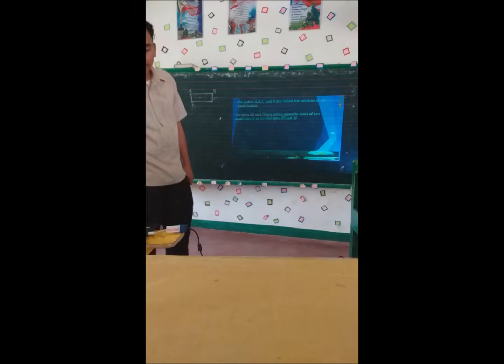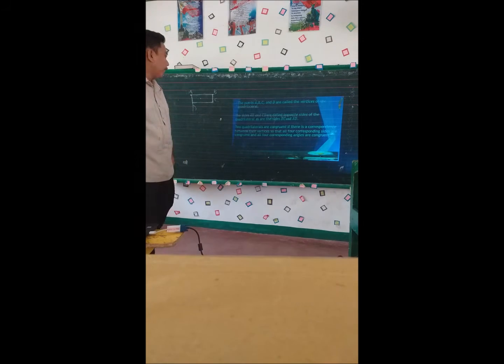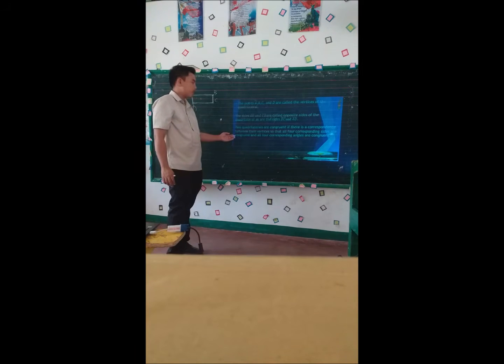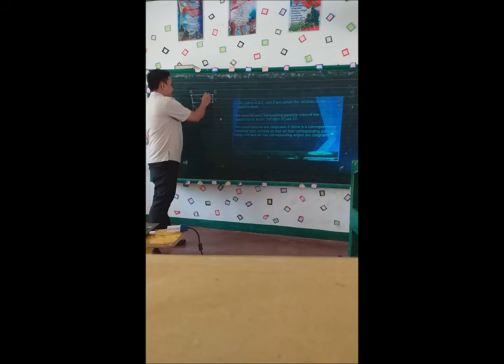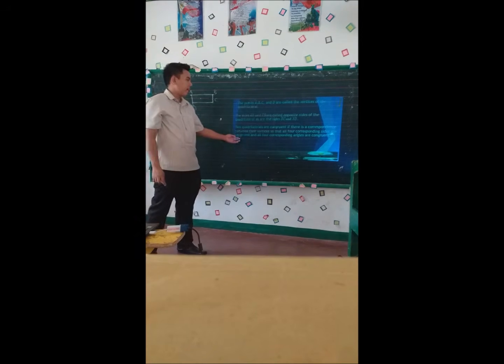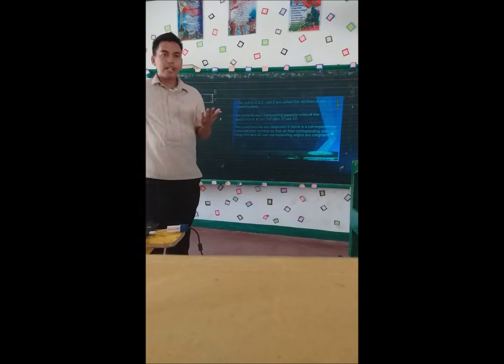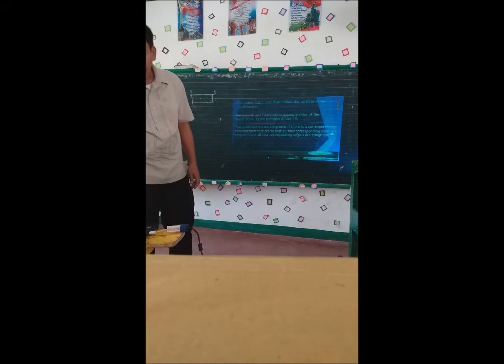Now, two quadrilaterals are congruent if there is a correspondence between their vertices so that all 4 corresponding sides are congruent and all 4 corresponding angles are also congruent. So for two quadrilaterals, you need to compare them.